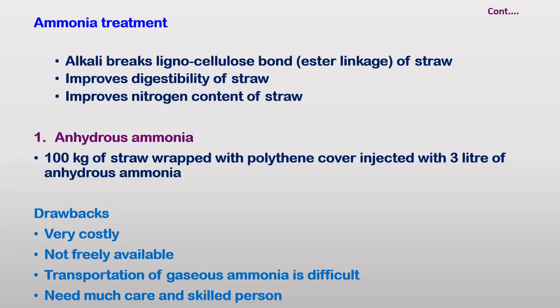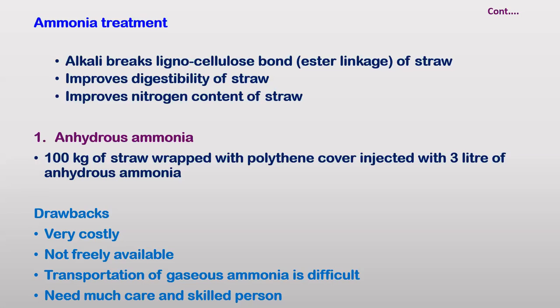And next is the ammonia treatment. Ammonia treatment will break the ligno-cellulosic bond of the straw, and it will improve the digestibility of the straw. It will also improve the nitrogen content of the straw. For the application of ammonia, we can use anhydrous ammonia. For 100 kg of straw wrapped in a polythene cover, we can inject 3 liters of anhydrous ammonia into that wrapped polythene cover.